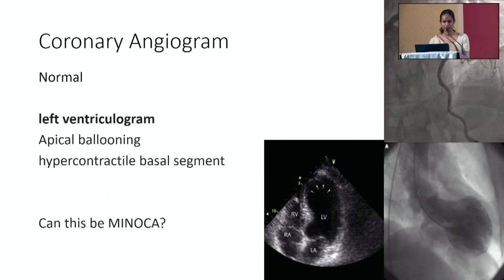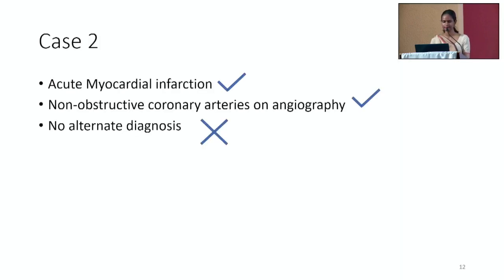We did the coronary angiogram. Again, it was normal, but we didn't stop at that. We did the left ventriculogram, which showed apical ballooning. And can this be MINOCA? So, in the second case, there's acute myocardial infarction according to the 4th universal definition of myocardial infarction, and non-obstructive coronary arteries on angio. But there is an alternative diagnosis.